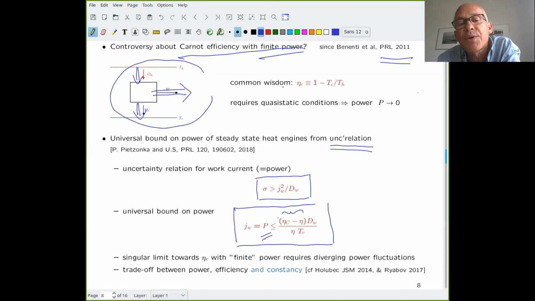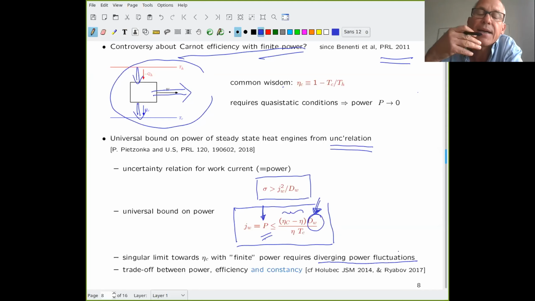So typically, if you just look at P less than eta_C minus eta, this means that the power vanishes linearly as you approach Carnot. But there is an amplitude in a sense, and this amplitude is the diffusion coefficient for work, for power. So this offers a loophole. If the efficiency approaches Carnot, but at the same time the fluctuations blow up, you could have a situation that the product is finite. So in principle, you could reach Carnot at finite power, but only at the price of having divergent power fluctuations.